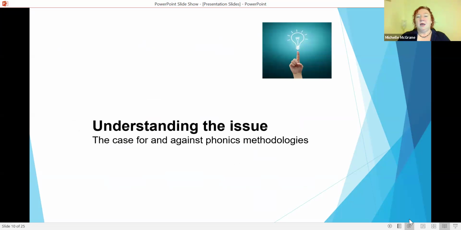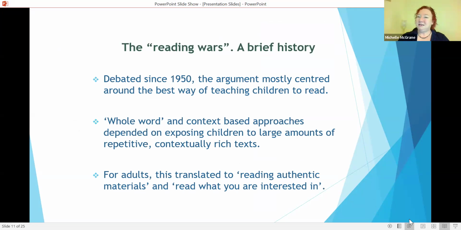If I just talk a little bit about what is called the reading wars, and when I say a little bit, I mean literally 60 seconds. The debate has gone on for the best part of 100 years now about what is the best way to teach people how to read. And that is across the board for all people, so for children, for adults, and so on and so forth. And the battle rages between quite a lot of different approaches.